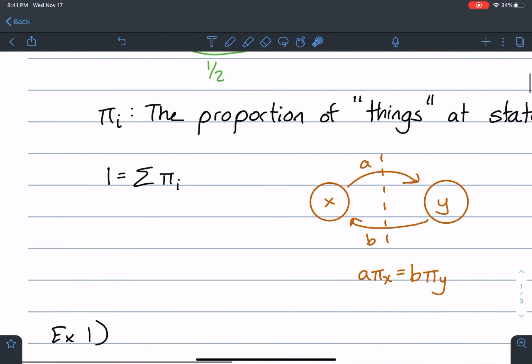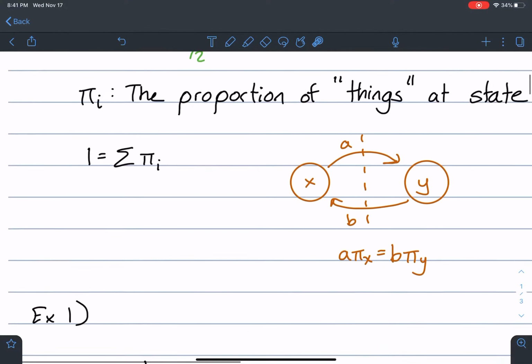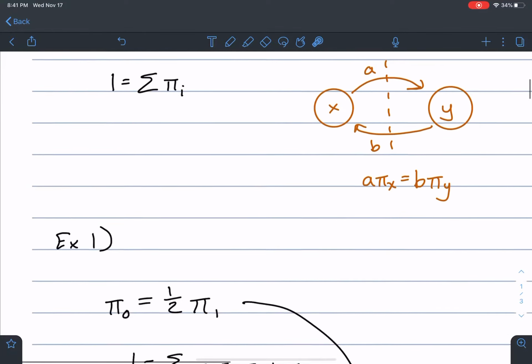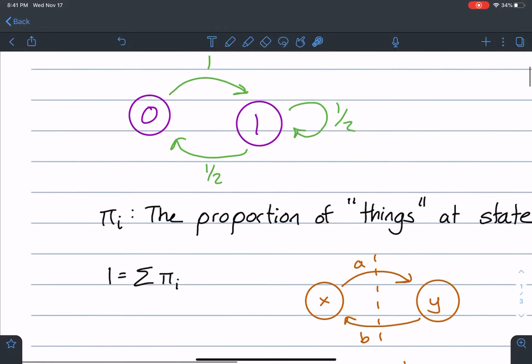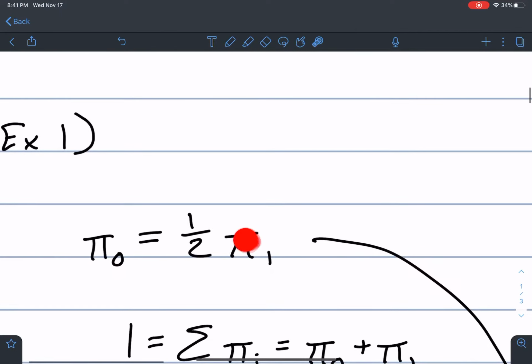Now, let's look at the first example, which is what we showed up here. It's very simple, so it should be pretty straightforward to follow. If we were to cut right here, all of 0 goes to 1, so we could just write pi 0, and half of 1 goes to 0. So we have half of pi 1 and 1 pi 0.